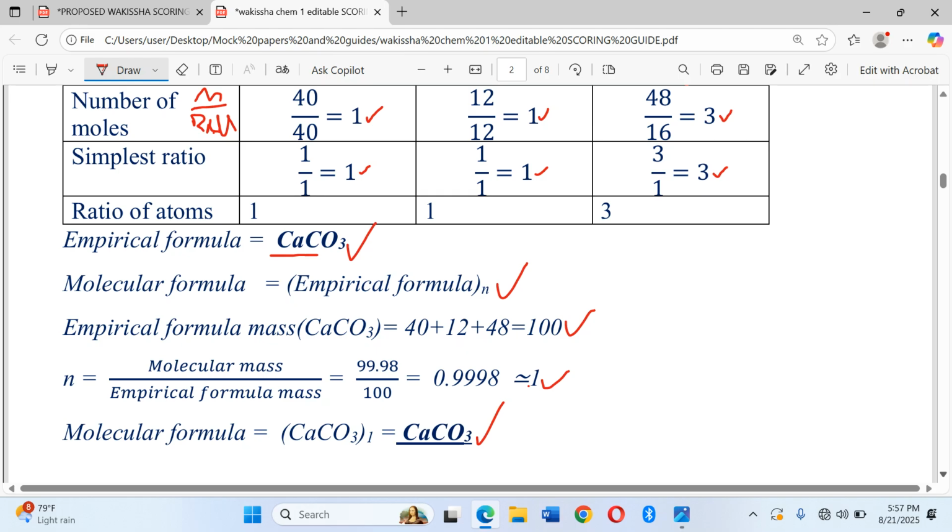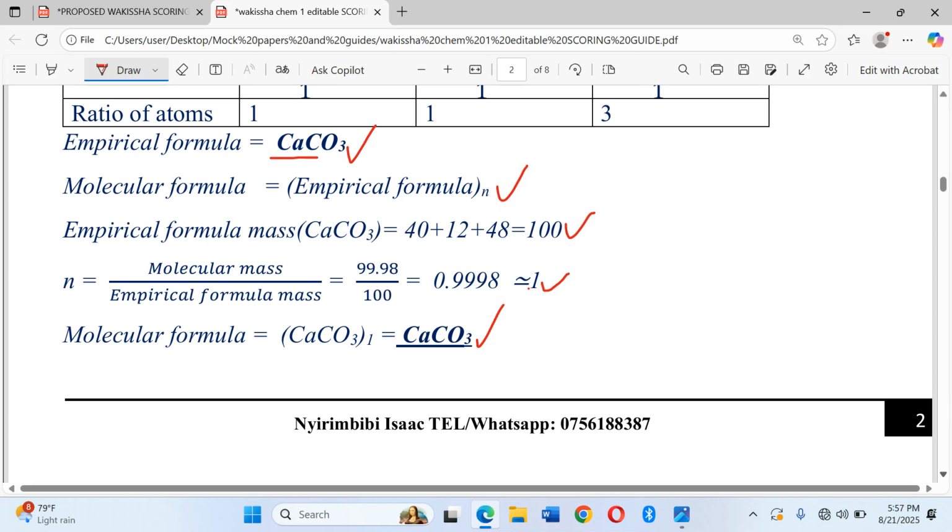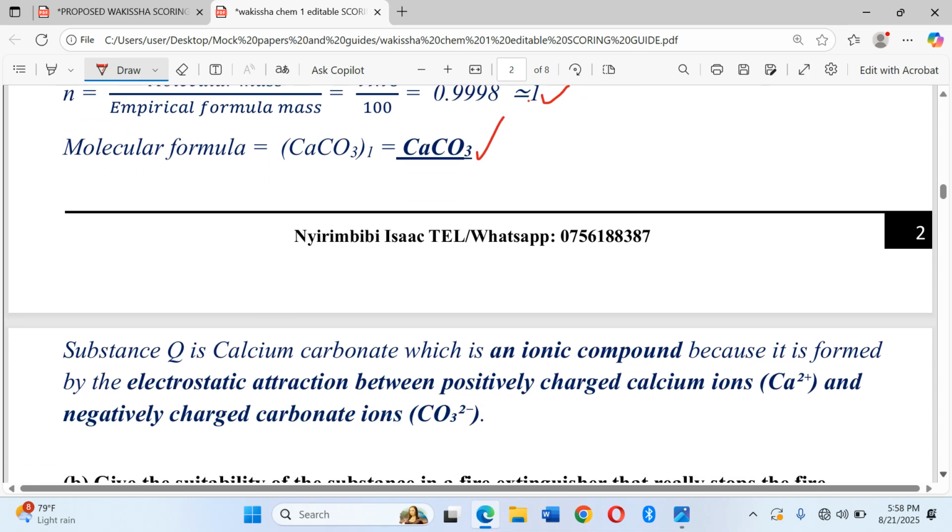So after determining its molecular formula and getting that it is calcium carbonate, then we can come and respond again to the question that we say that substance Q is calcium carbonate, that is the category, the example we are talking about, which is an ionic compound. You recall in number 2, when we are categorizing, we use CRE. We give the category with the reason, and then we give the example.